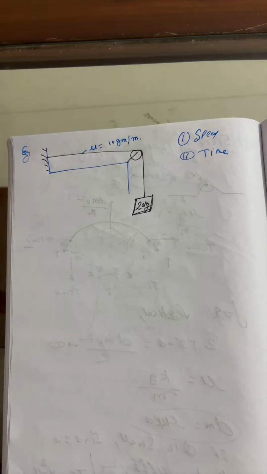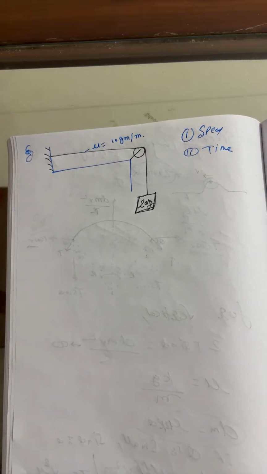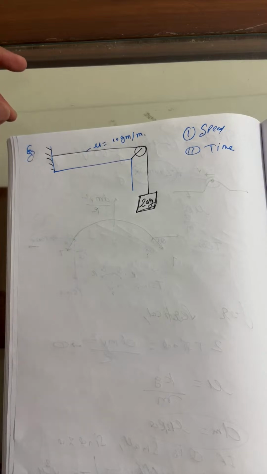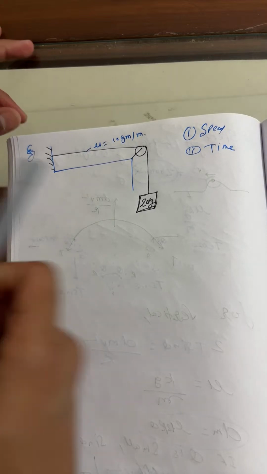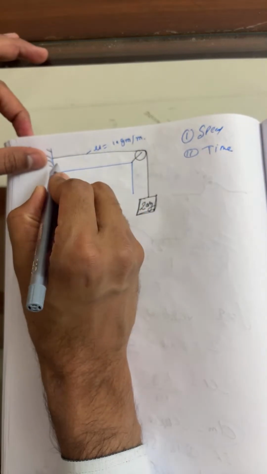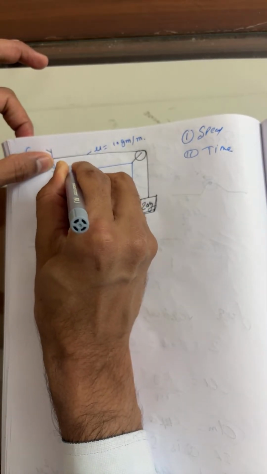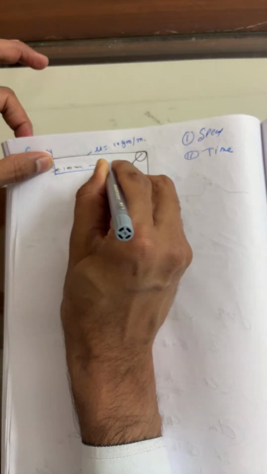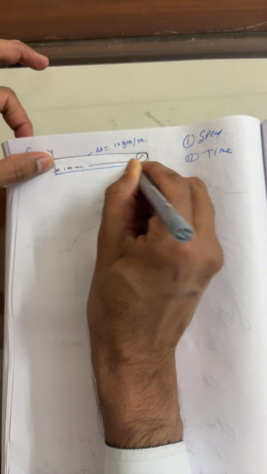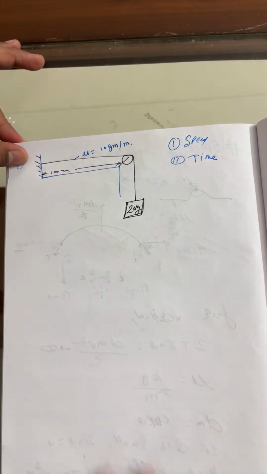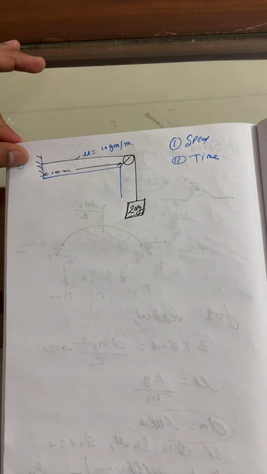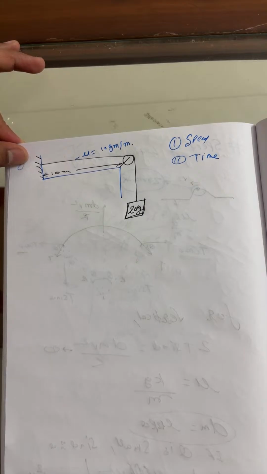Find the speed of wave on the string and the time. The question also mentions the entire length of the upper part of the string, which you can take as 10 meter. Take your time, one minute. Don't worry.